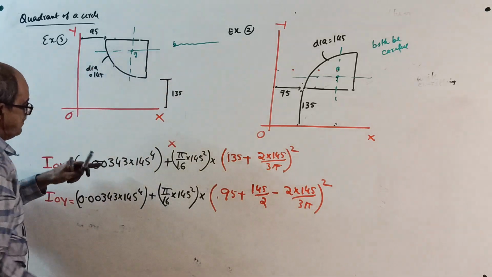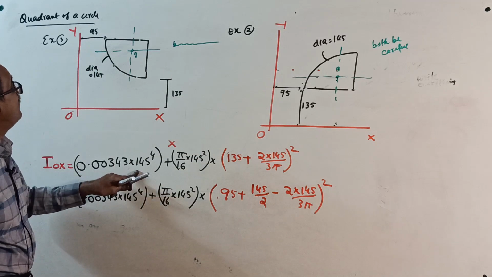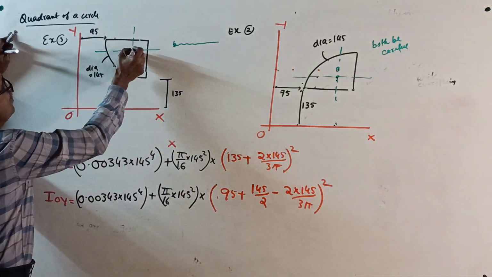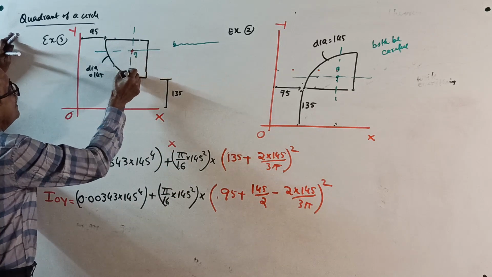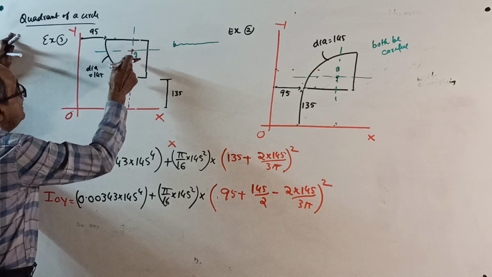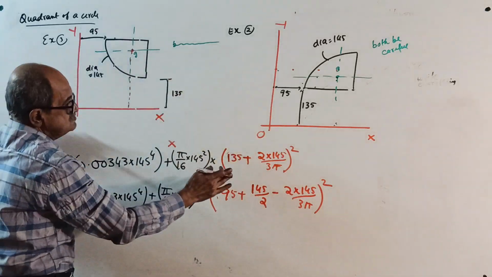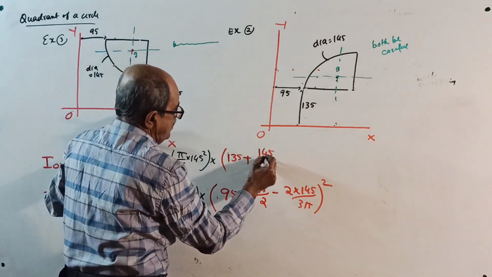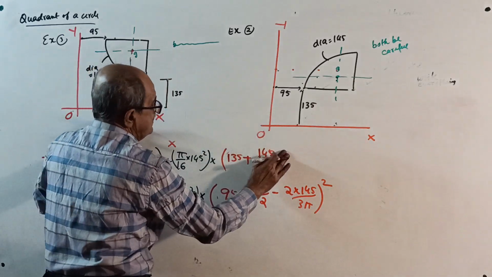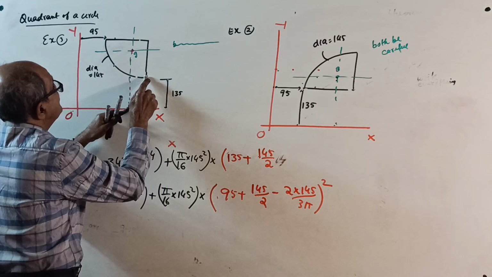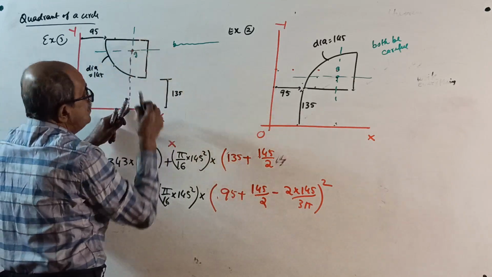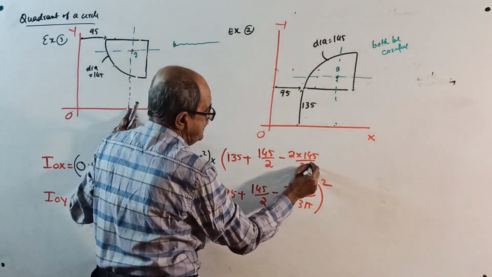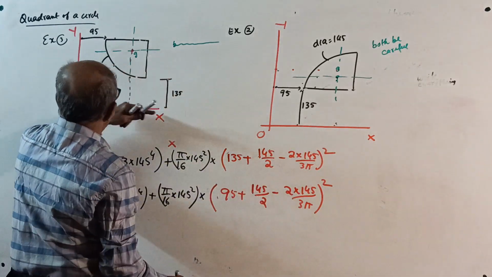This axis. Same. 0.00343 145 power 4 plus area. Area is pi by 16 145 square into, from here to here, this distance square. That distance square is 135 plus diameter by 2, that is 145 by 2, minus 2d by 3 pi. Minus 2 into 145 divided by 3 pi, whole square will give I about OX.